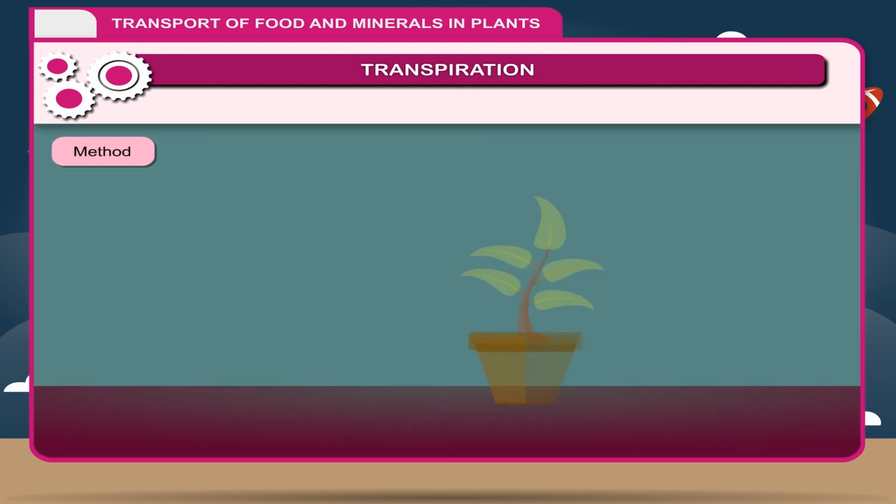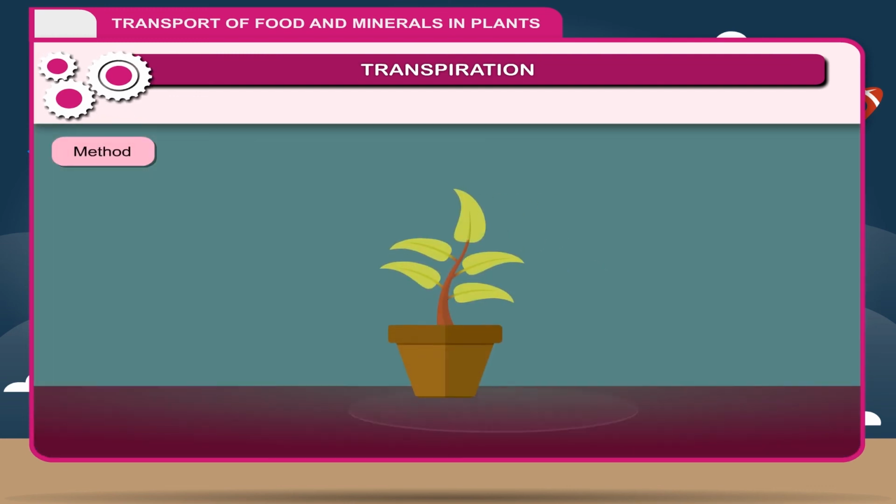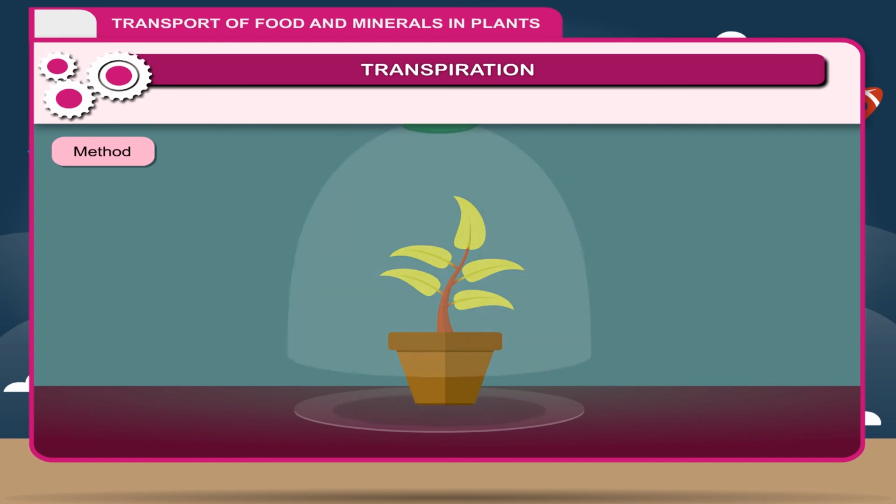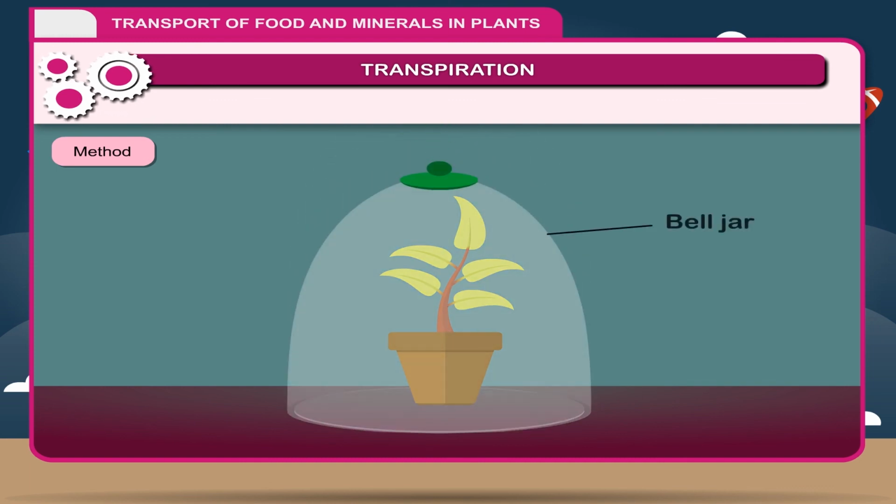Activity: to show that transpiration occurs through leaves. Method: take a well-watered potted plant on a glass plate and cover it by a dry bell jar. The apparatus is made airtight through Vaseline. After some time, the bell jar becomes misty and a few small droplets will also be seen on the inner surface of the bell jar. Result: this shows water vapor formed during transpiration has condensed on the inner surface of the bell jar in the form of droplets.